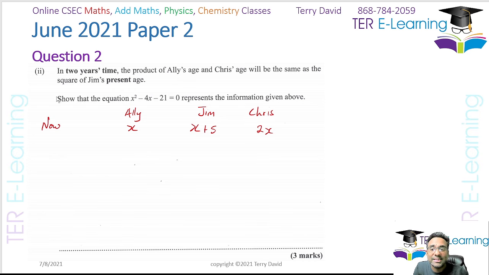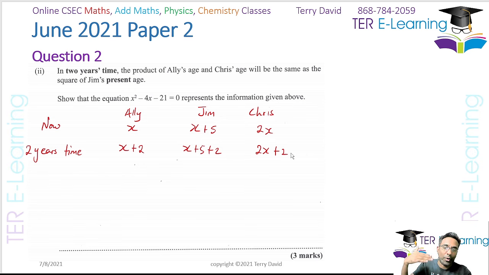Now they said in 2 years' time, right? So 2 years from now, what's going to happen? His age is going to increase by 2. So he's going to become X plus 2. In the case of Jim, he's going to be X plus 5 plus 2 because he's increased by 2 years, and Chris is going to be 2x plus 2, right? So we have what it is now and what it's going to be in 2 years' time.